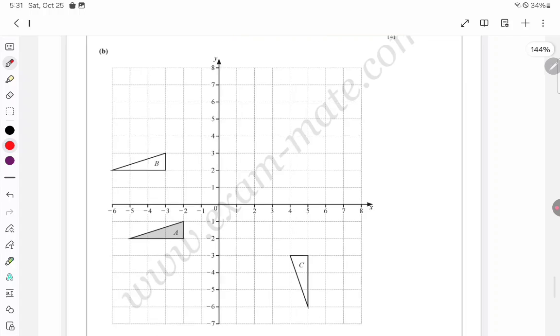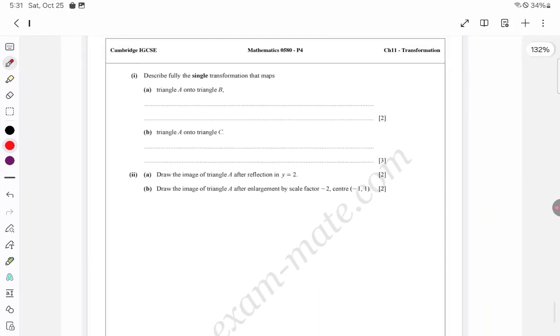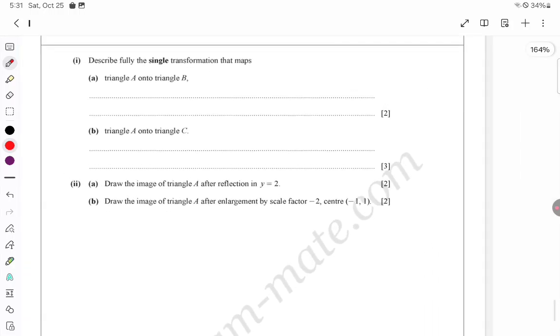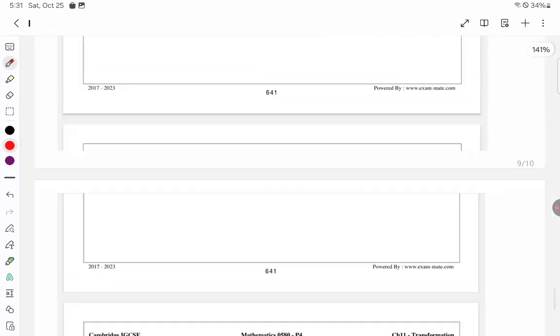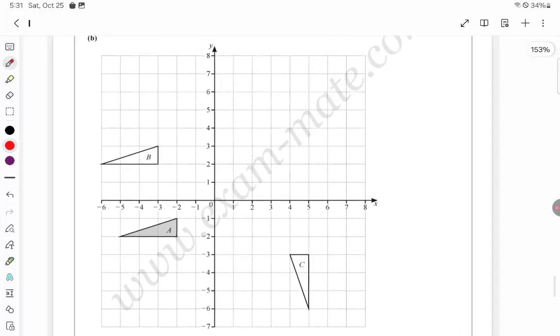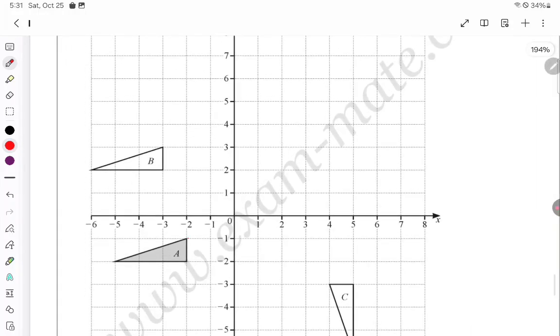In part B, in one part, describe the single transformation that maps triangle A onto triangle B. For the transformation, let's calculate the points. First, negative 1, then 1, 2, 3, 4: negative 1, comma 4. Let's check the other 3 points.